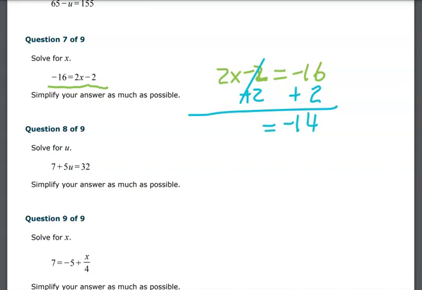equals 2x. Remember, 2x means 2 times x. So I'm simply going to divide by 2, divide by 2. This becomes 1, and this becomes negative 7. So I get x is equal to negative 7.